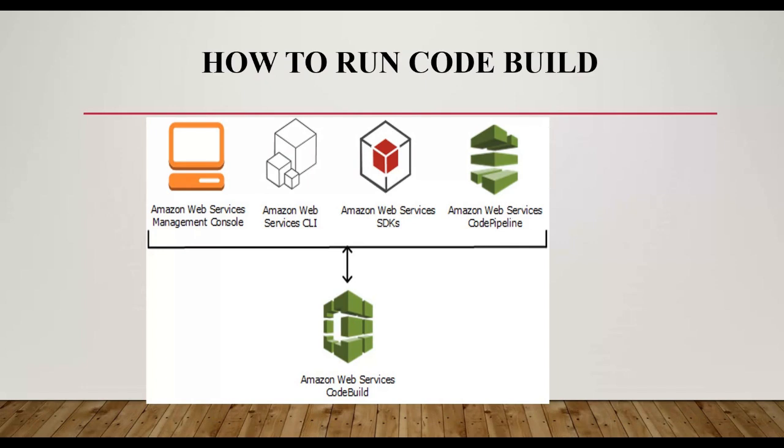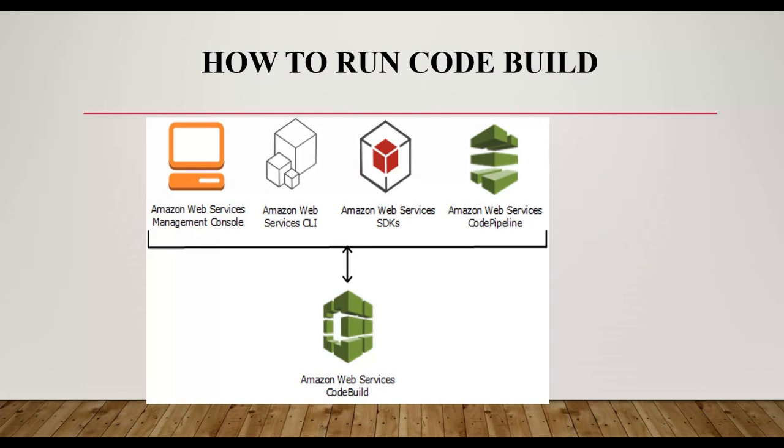You can use the AWS Code Build or AWS CodePipeline console to run Code Build. You can also automate the running of Code Build using the AWS command line interface or the AWS software development kits. You can add Code Build as a build or test action to the build or test stage of the pipeline in AWS CodePipeline.